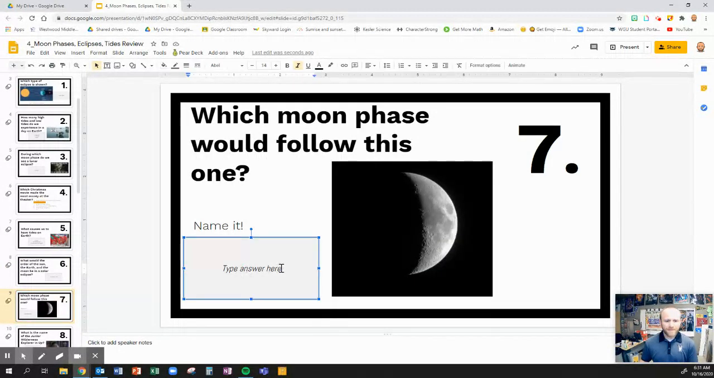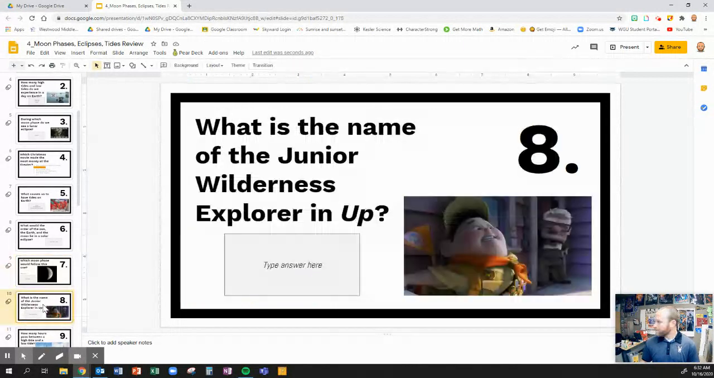All right, which moon phase would follow this one? Well, this one is a waxing crescent. It is a waxing crescent because it is a crescent shape, and the white part is on the right. So that means that it is a waxing crescent. And if we look at a moon diagram in your notes, we would see that following a waxing crescent, we see a first quarter. Because waxing gets bigger, so we go from small to medium, which is the halfway moon.